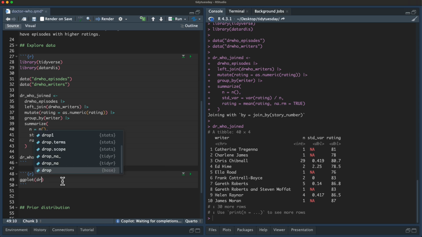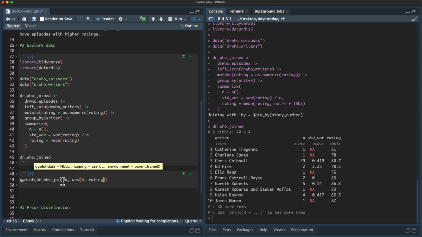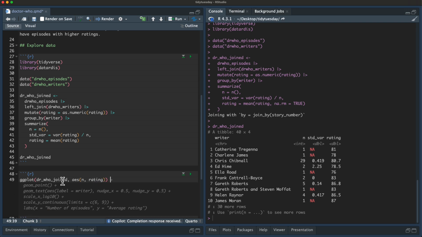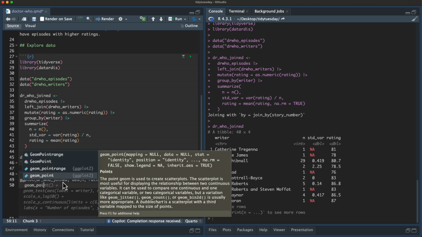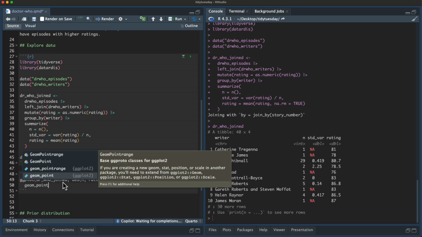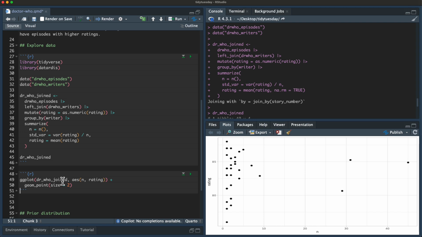All right, so let's look at how these ratings are distributed. Let's say Doctor Who joined. Let's put N on the x-axis and rating on the y-axis, and then we're going to say geom point, like that, and we will make this plot.